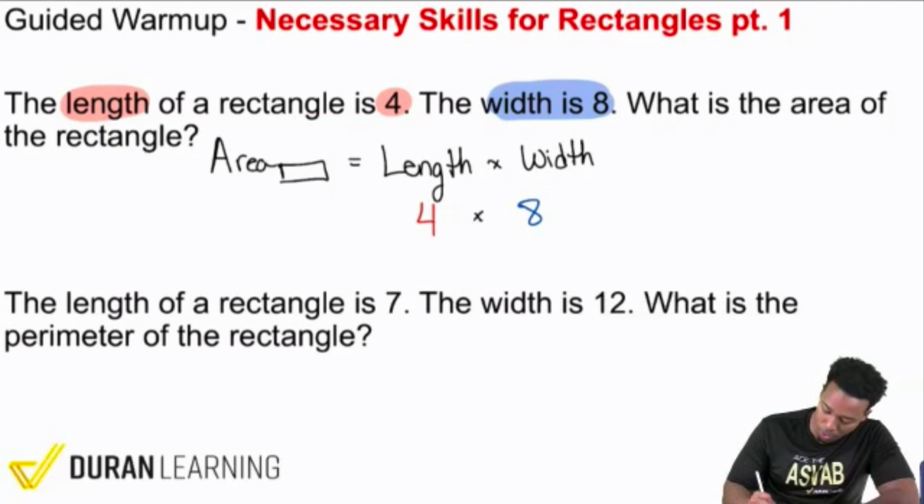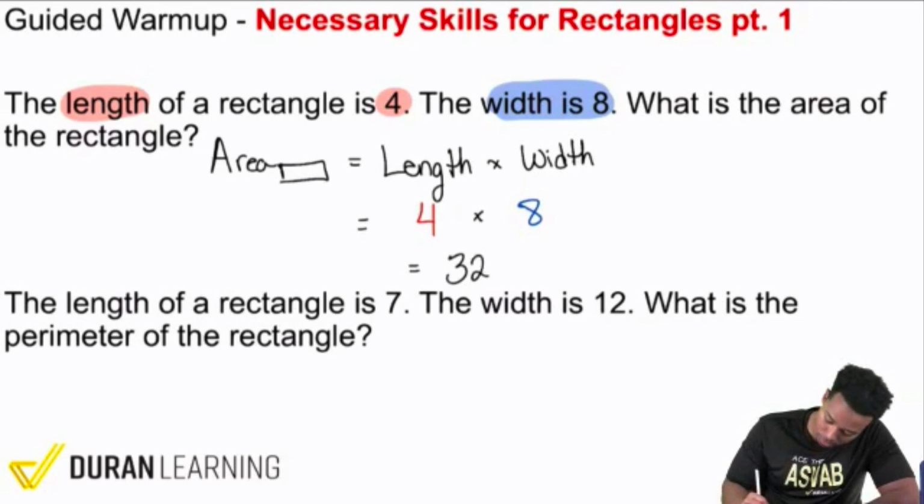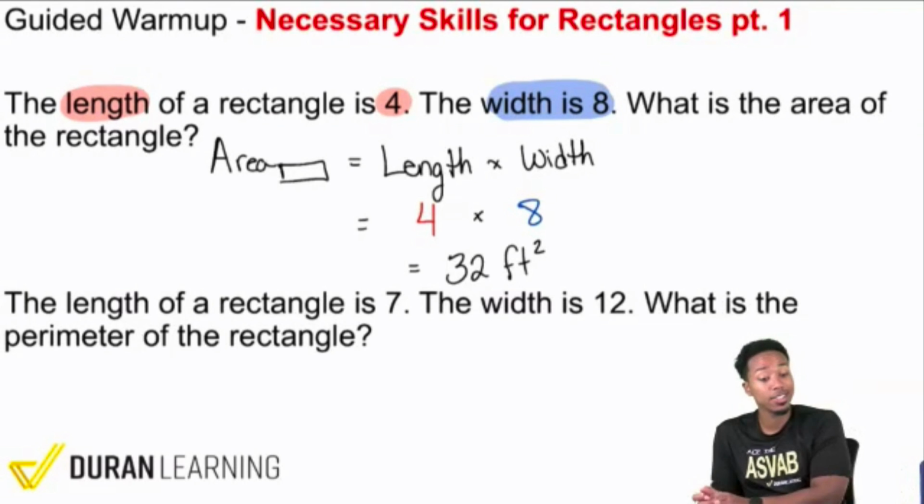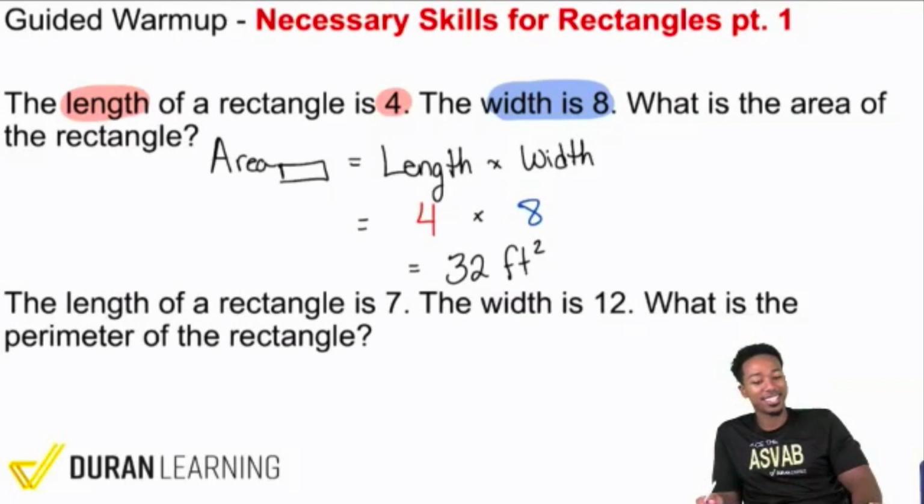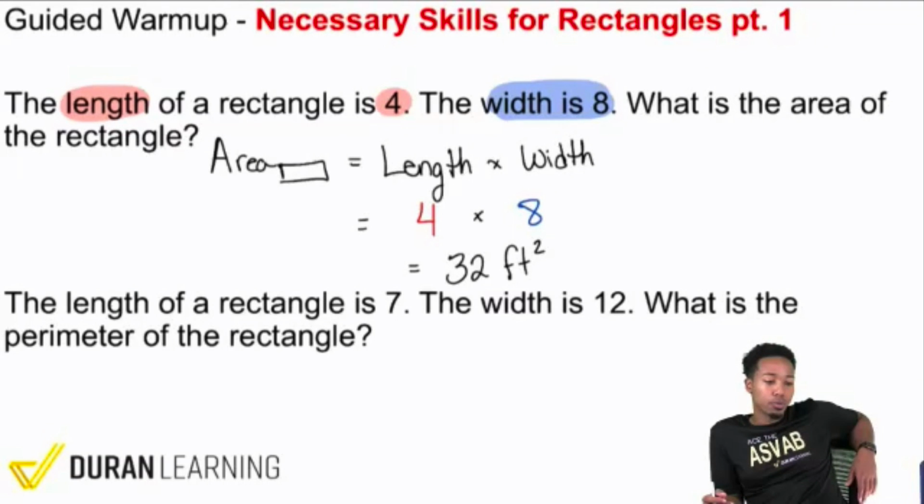So this one's a pretty quick one. Everybody, what's 4 times 8? 32 what though? Let's be annoying here. 32 what? 32 square feet. That's correct. That's right. Right on. 32 square feet. It's the area. Cool. Now, obviously, that was pretty straightforward.